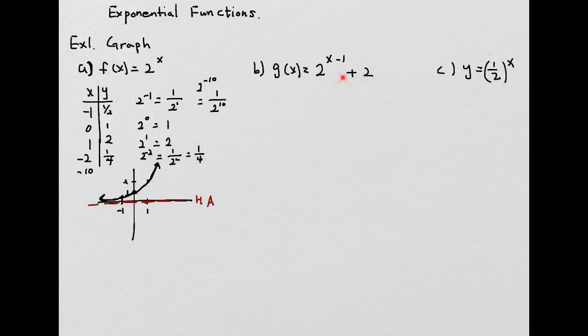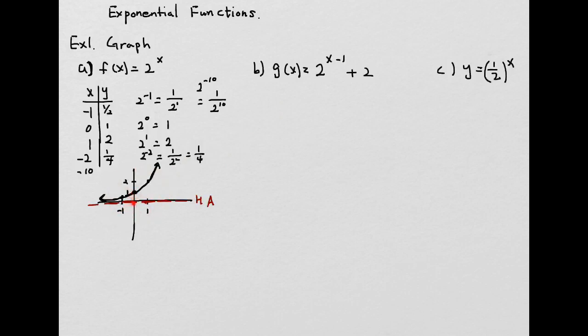So this function g of x will have the same shape as the f of x function. The only thing different is the exponent: 2 to the x minus 1 power, plus 2. It's going to be minus 1 in the exponent and plus 2 to the whole function. So the only thing that changes is going up 2 and moving right 1. Going up 2, moving right 1.